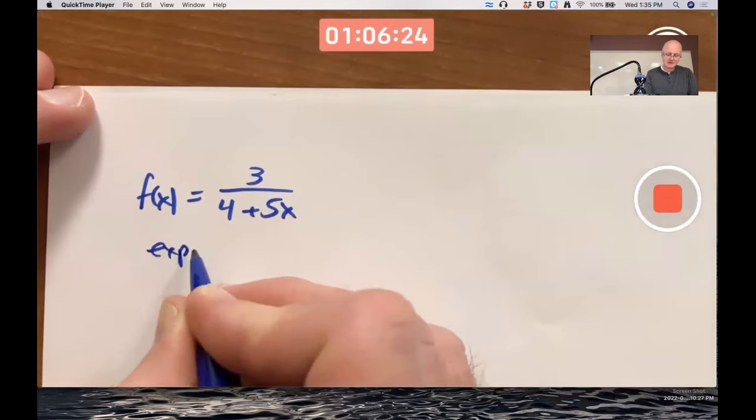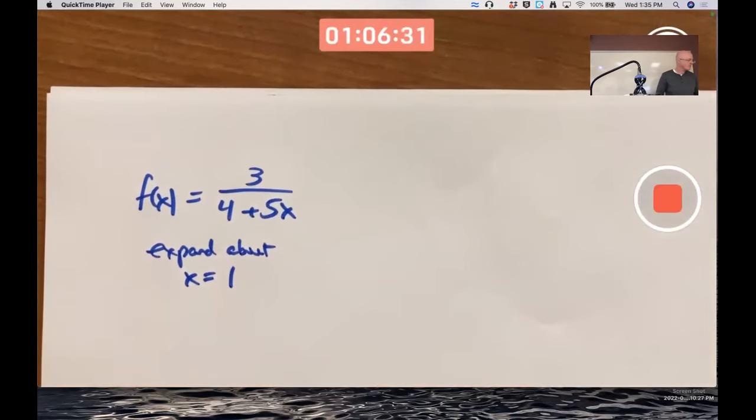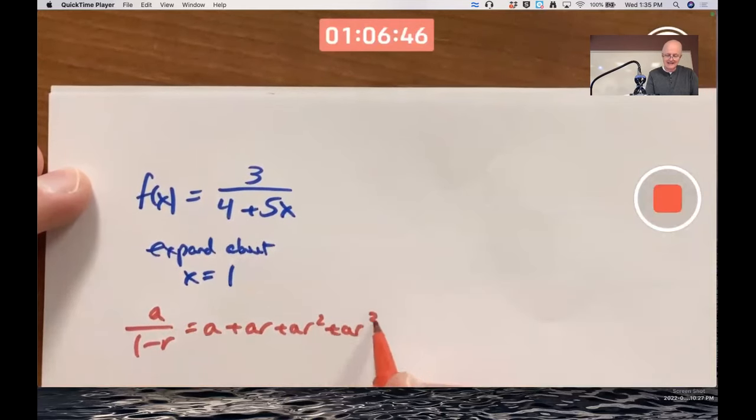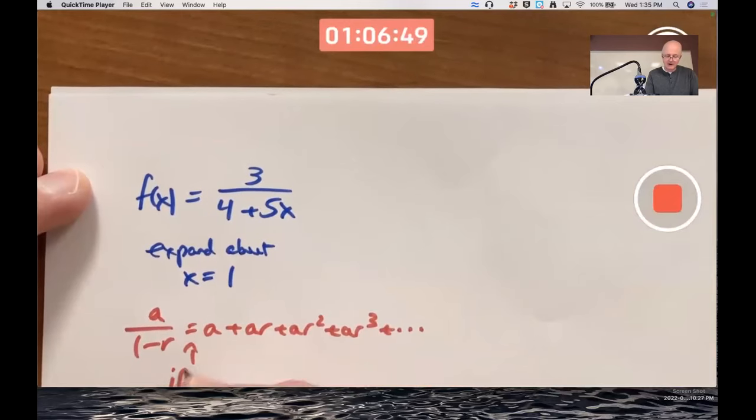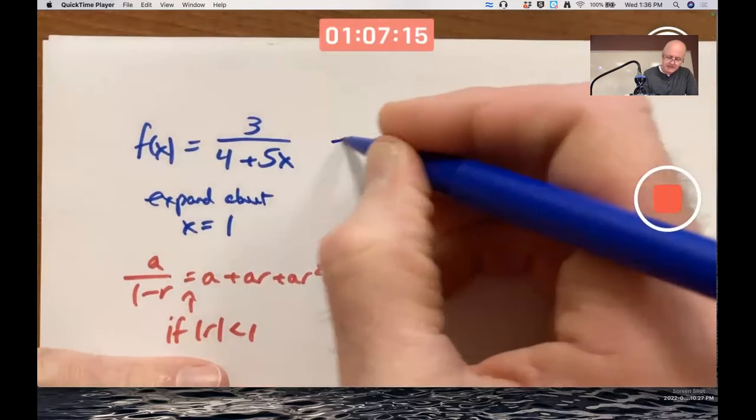Let's expand about x equals 1 now instead of x equals 0. I'm still going to use the geometric series formula: a over 1 minus r equals a plus ar plus ar squared plus ar cubed plus dot, dot, dot, if the absolute value of r is less than 1. I'm still going to use that. But to expand about x equals 1, I'd like the r to involve x minus 1 instead of x. So it's even trickier, but it can be done with this kind of example.